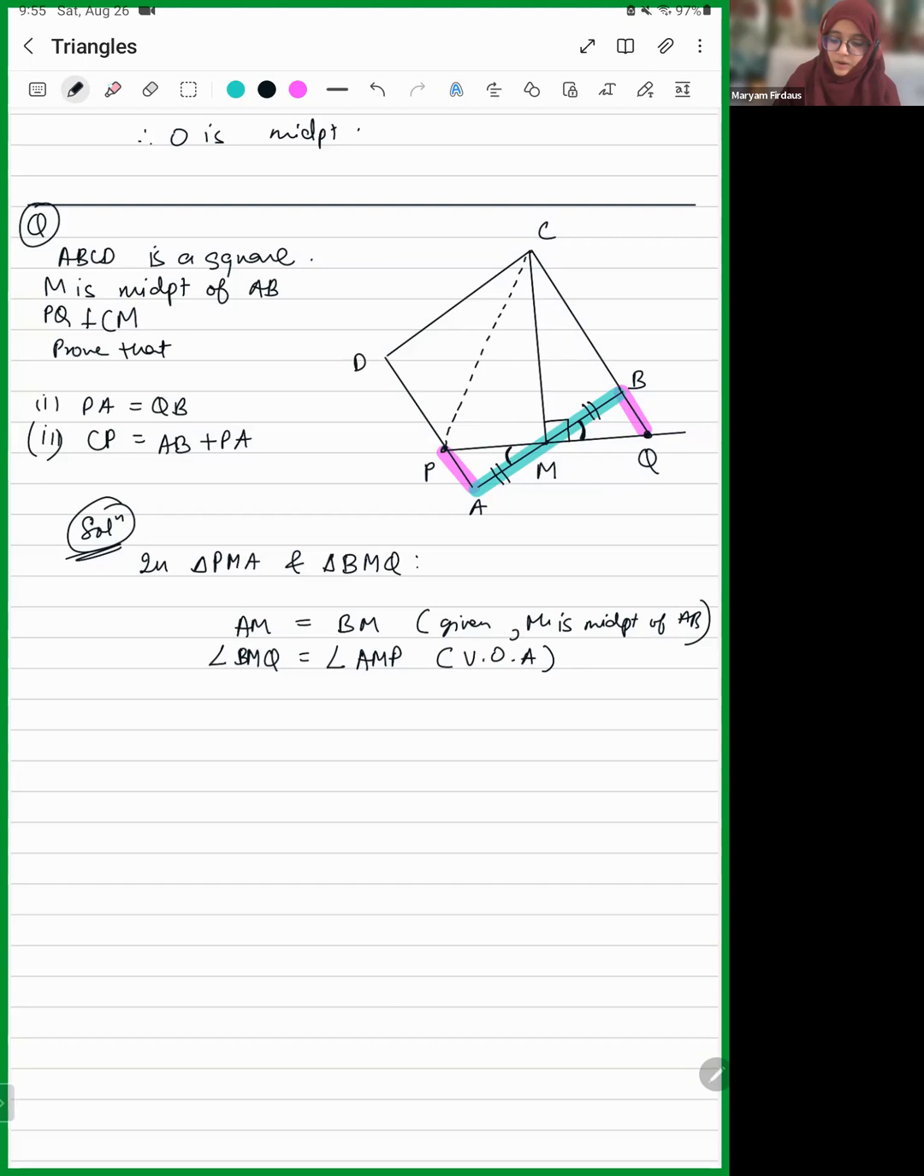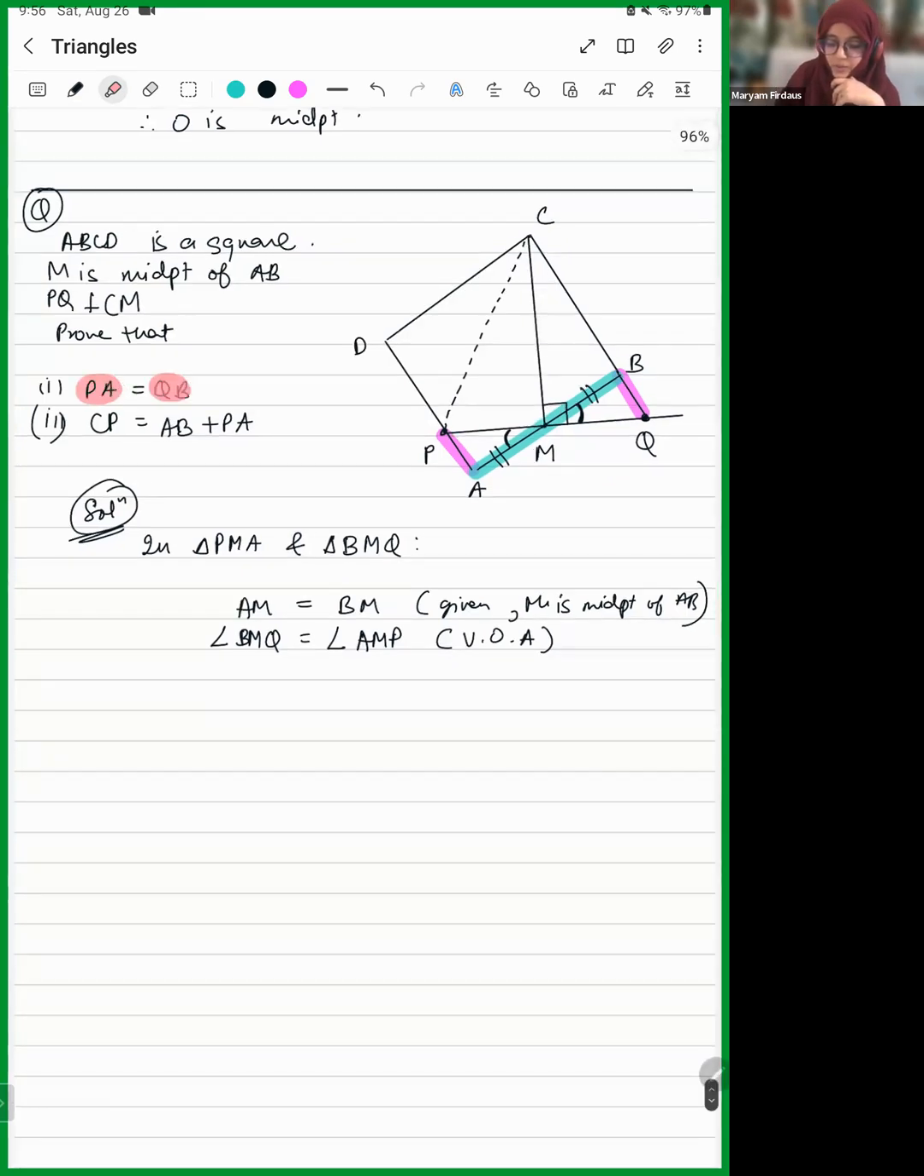So, ma'am, to prove that MP and MQ are equal, we have to prove that these triangles CMP and CMQ are congruent. No, you don't have to prove MP and MQ as equal. Who has said that? You have to prove that PA is equal to QB. Acha, you are saying that in order to prove these two triangles congruent, we need first this and this as equal. For that, you are going to prove that this triangle is congruent to this triangle.